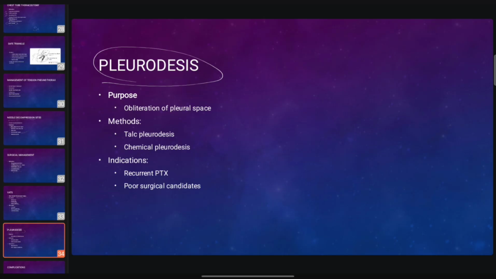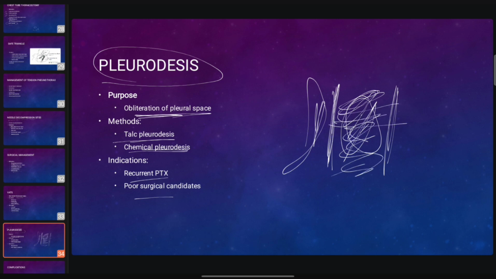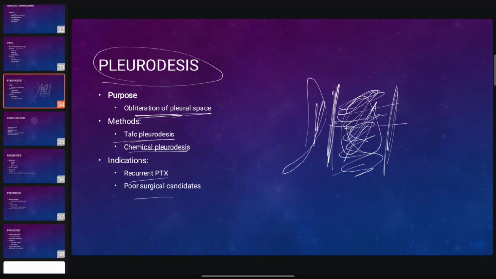Pleurodesis is an important step in the management, and its purpose is obliteration of the pleural space. Methods include talc pleurodesis and chemical pleurodesis. The indications are recurrent pneumothorax and poor surgical candidates. What happens in this is that this is the normal, this is the lung, this is the visceral pleura, this is the parietal pleura, and this is the pleural space. What happens in pleurodesis is we remove this space. These both lines are joined, and there is no pleural space left.